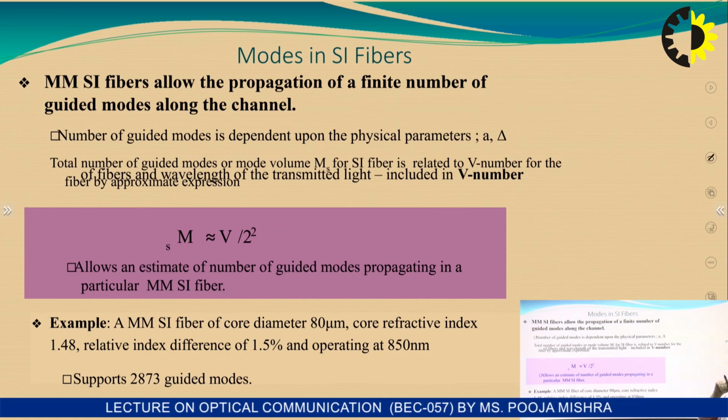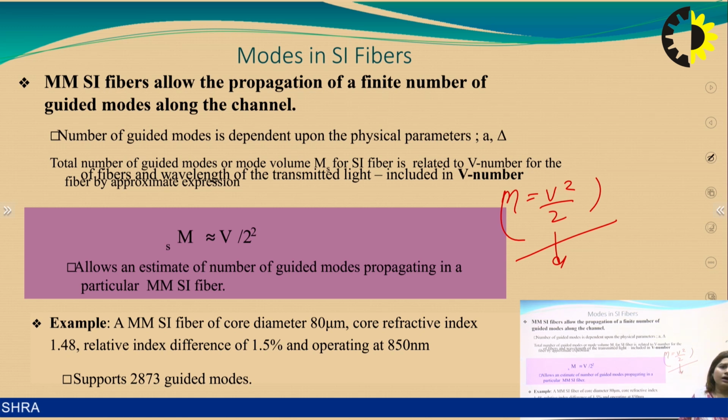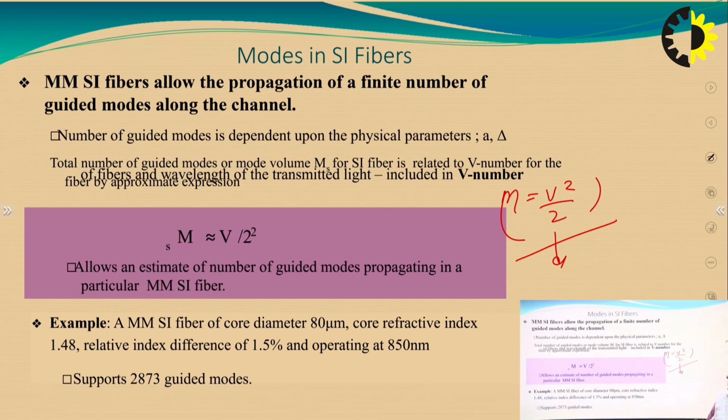So how do we calculate the number of modes in a single mode fiber? We can easily calculate it with the help of the V number. The V number is the normalized frequency. The number of modes is V squared by 2 in the case of step index multi-mode fibers. For multi-mode graded index fibers we have different formulas.